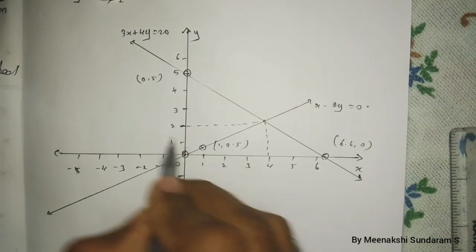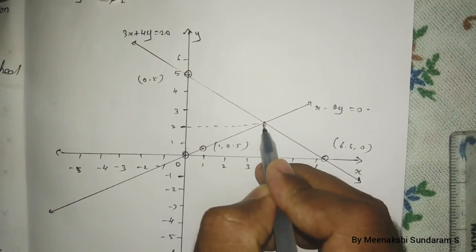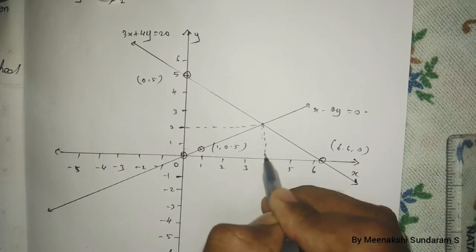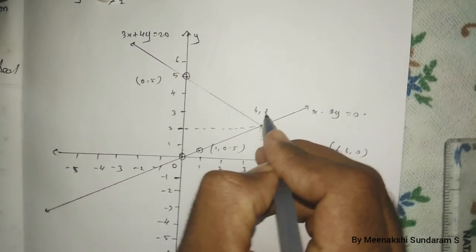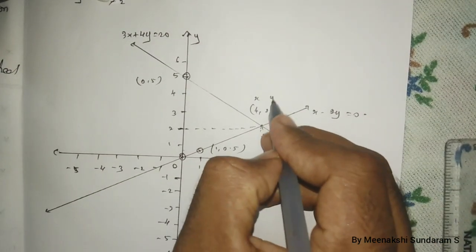Here one more, you should write a plotting point, right? When the point is intersected, straight away you can find the distance. What is it? 4. Then dotted line here 2. So the intersection point of the line is (4, 2). So it is the answer: x value 4, y value 2.